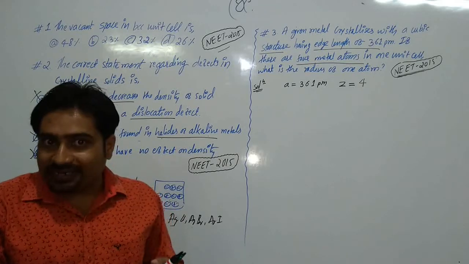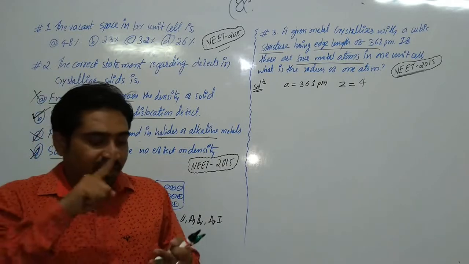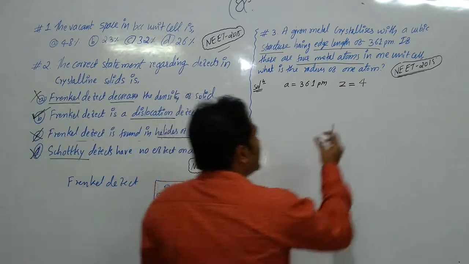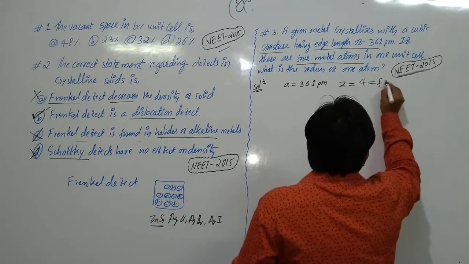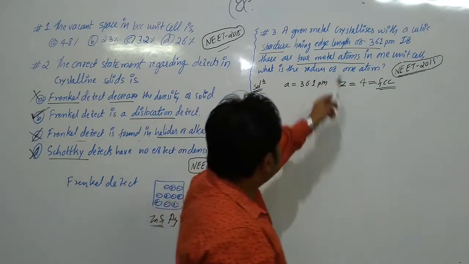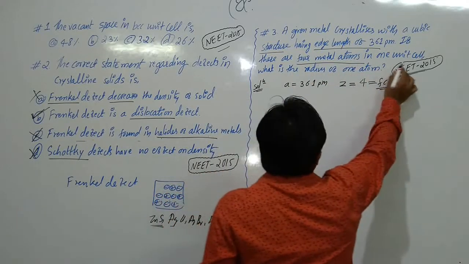If the number of particles is 2, it is BCC. If the number of particles is 4, it must be FCC. So the given cube is FCC, isn't it? So this is our hint, FCC. There are 4 metal atoms in our one unit cell.